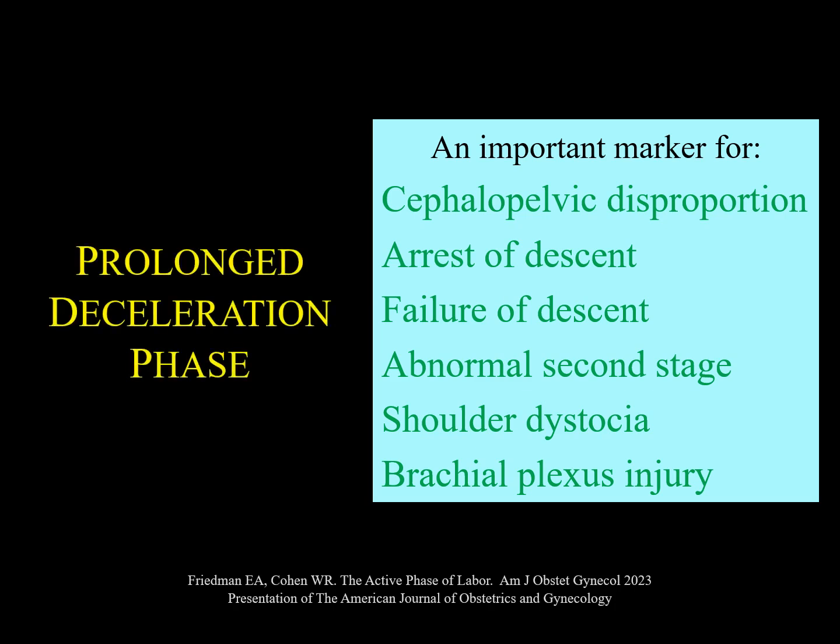As noted, the limits of normal for the deceleration phase are 3 hours in nulliparous and 1 hour in multiparous. But astute clinicians will often recognize a potential problem even before these limits are reached, especially if abnormal fetal position or excessive molding are noted on examination. A prolonged deceleration phase is strongly associated with cephalopelvic disproportion, second stage abnormalities, and, if vaginal delivery eventuates, with shoulder dystocia and its associated risk of brachial plexus injury.